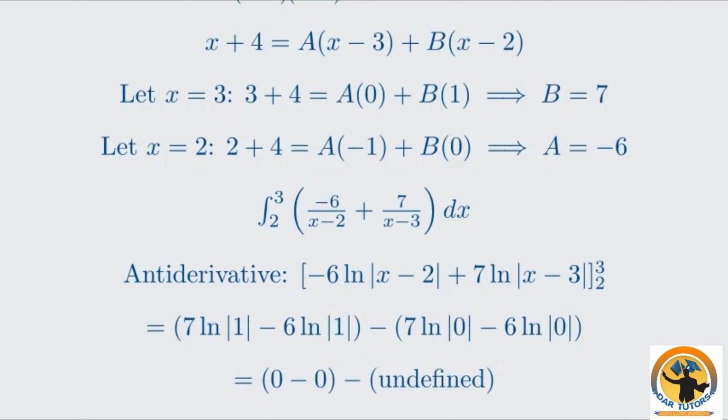The question as stated in the textbook is flawed because the function has vertical asymptotes at x equals 2 and x equals 3, which are the limits of integration. For a proper definite integral, the function must be continuous on the closed interval of integration. This highlights an important point. Always check for discontinuities within the interval of integration. If a discontinuity exists, the integral is improper and requires a different approach using limits, which is beyond the scope of this video. Let's try another partial fractions example that is well defined.